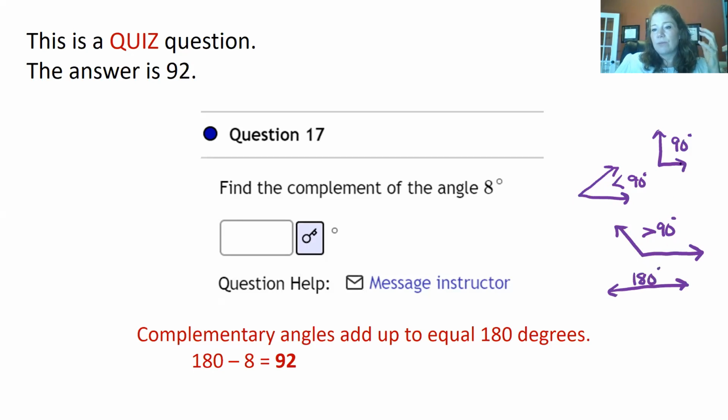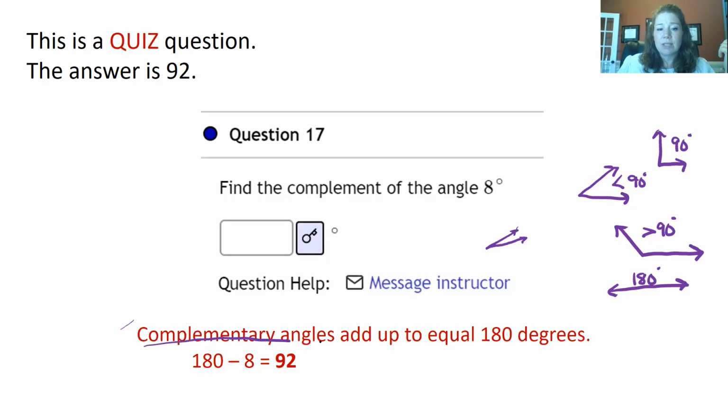So one of your questions asks you to classify an angle, either an obtuse angle or an acute angle. And then, like I said, this is quiz number 17. I don't know if we have the same questions in the same order, but basically it wants to know the complement of an angle that's only 8 tiny degrees. That would be a tiny, tiny angle. Well, just a little vocabulary.